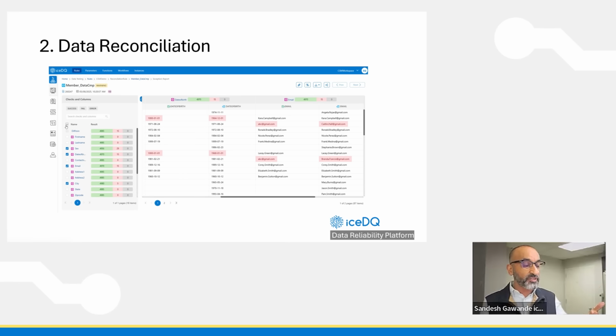Then the second level is, I have 100 customers on the left hand side and 100 customers on the right hand side, but are they the same customer IDs? Customer IDs 1, 2, 3 on both sides.